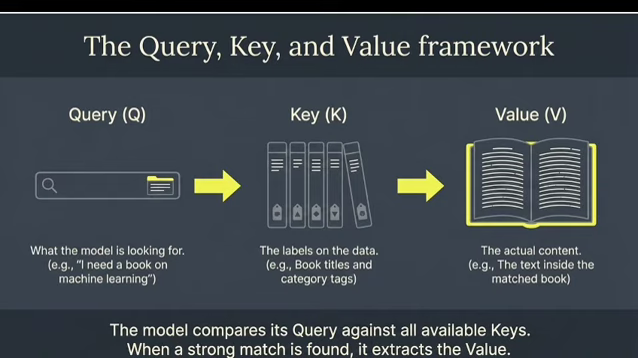Those form the keys and the values. The key which the model selects, the value within that key will be taken: the text inside the matched book. For example, when we ask the model, I need a book on machine learning, it checks the relevant titles and relevant category tags, the most relevant machine learning book is taken, and the content is returned. This is the framework used within attention mechanisms.